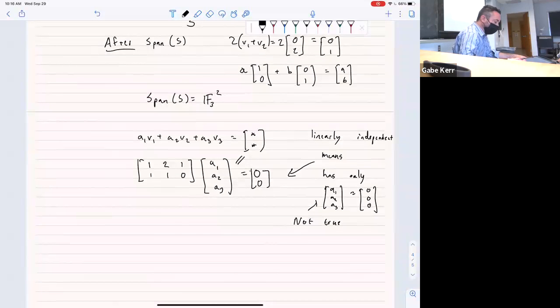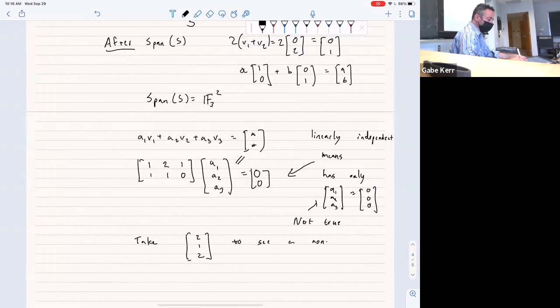Indeed, I guess we could, if we want, take 2, 1. This will give us a non-trivial relation. Multiply B1 by 2, B2 by 1, B3 by 2, add, so you get 0. So this is not linearly independent.